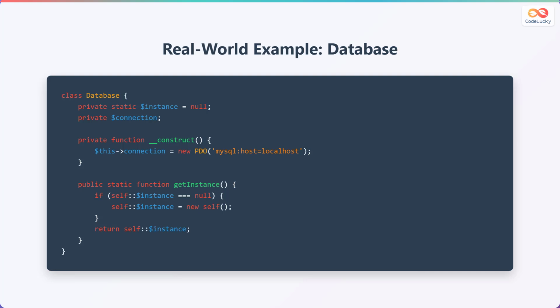Let's look at a real-world example of how the singleton pattern can be used. One common use case is managing database connections. Here we have a Database class. Inside the class, we have a private static variable called instance, which is initially set to null. This variable will hold our single instance of the class. We also have a private variable called connection, which will hold our database connection. Then we have a private constructor, which creates a new PDO instance and assigns it to the connection variable. Finally, we have a public static method called getInstance. This method checks if an instance already exists, and if not, it creates one and returns it.